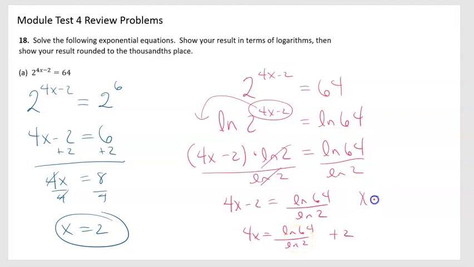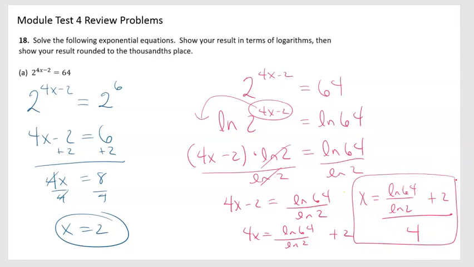So it's going to give me x is equal to the natural log of 64 divided by the natural log of 2 plus 2 all over 4. Now that's an exact answer, but the problem is it's not simplified. The natural log of 64 divided by the natural log of 2 simplifies a great deal. Then you add 2, then you divide by 4, and you should get 2 when you do that.